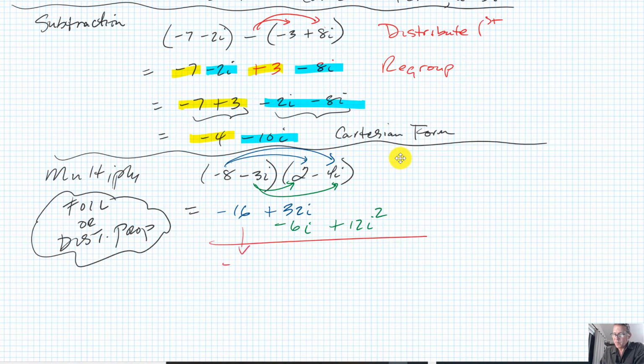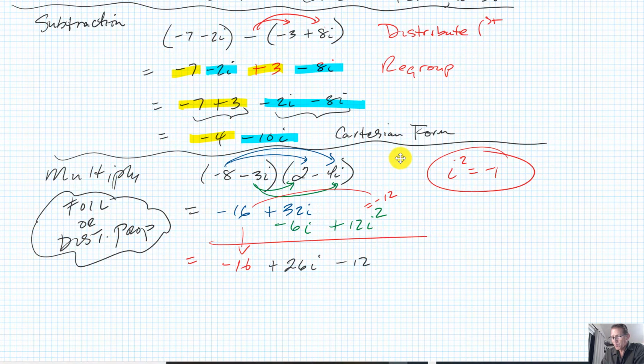Now be careful here because you've got an i squared, and remember i squared is equal to negative 1. You guys know that. So really this is equal to negative 12 right here. 12 times negative 1 is negative 12. And when you combine that with the negative 16, it's going to be a bigger negative. So 32i minus 6i is a 26i, so plus 26i here in the middle.